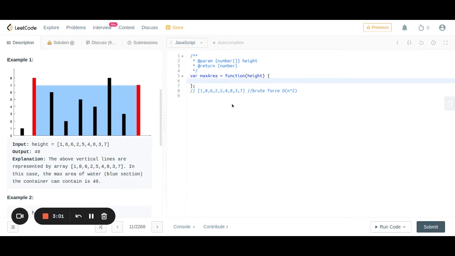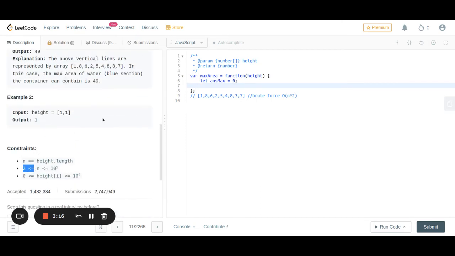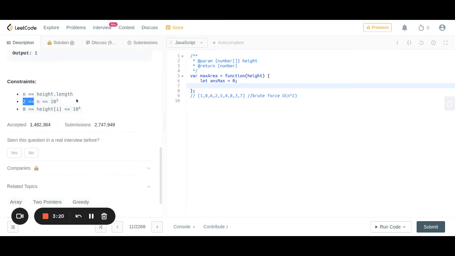Okay, so let's try to solve it. So let's keep answer which will be max 0, okay, for now. By default, there will always be two walls, so there will always be some area. As you can see, the length can be up to 10 raised to 5.